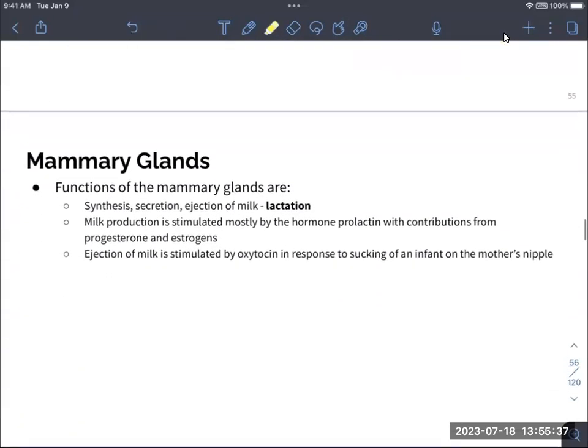So the function of the mammary glands is to make, secrete, and eject milk, known as lactation. This milk production comes from progesterones and estrogens, but mostly from that prolactin. Oxytocin causes the ejection of milk, and it's usually in response to suckling.